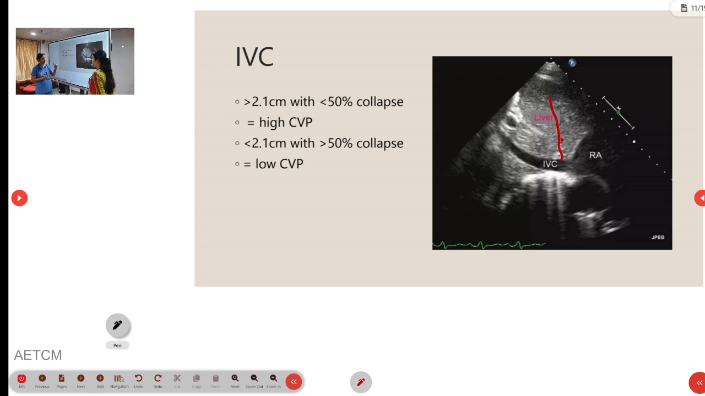How will you differentiate between IVC and aorta? With the IVC you see the hepatic vein joining, and the aorta will be pulsating, while the IVC has collapsibility with respiration variation. Another thing is that near the aorta we can see the spine shadows.